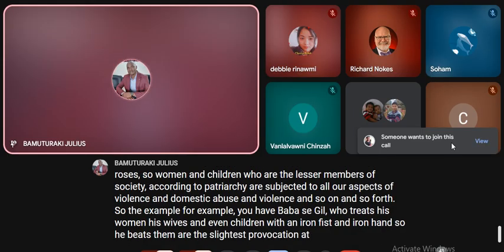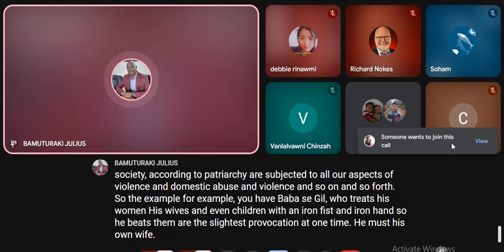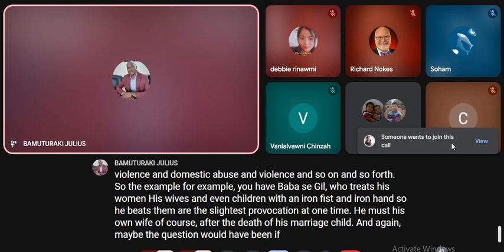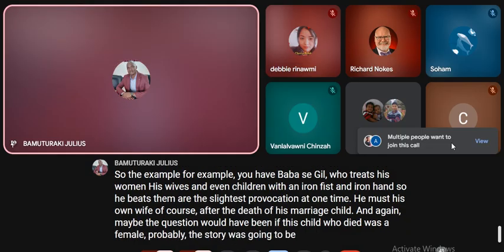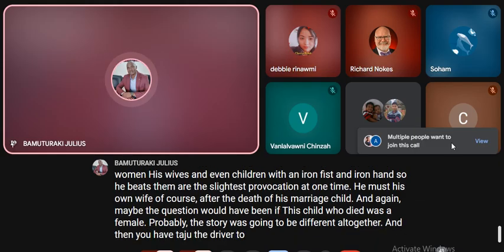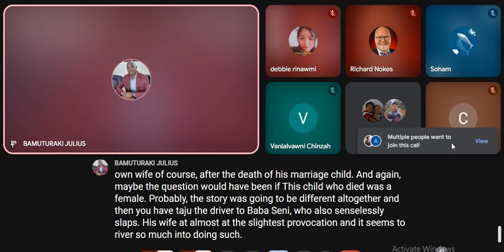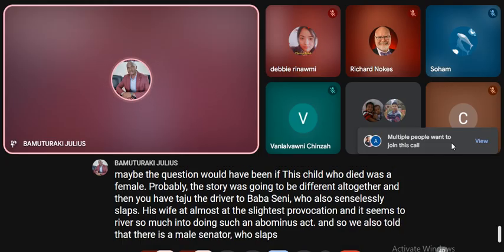At one time, he mercilessly beats his own wife, of course, after the death of his male child. And again, maybe the question would have been, if this child who died was a female, probably the story was going to be different altogether. And then you have Taju, the driver to Baba Segi, who also senselessly slaps his wife almost at the slightest provocation, and he seems to revel in doing such an abominable act. And we're also told that there is a male senator who slaps a female colleague. You can imagine a male senator.